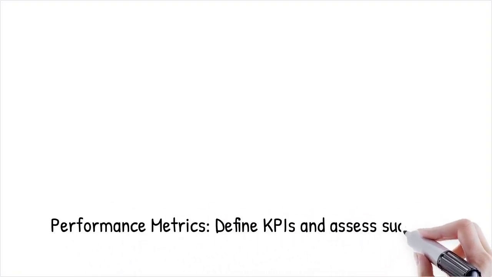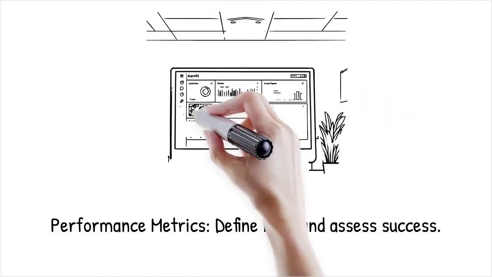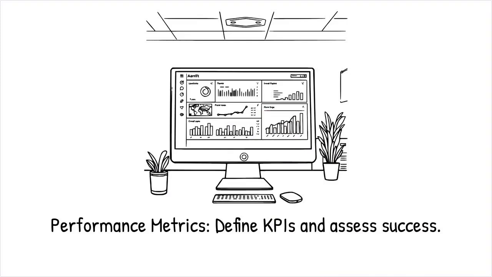Finally, performance metrics. These are the benchmarks to measure employee and company success. Describe how performance is assessed and reported. Explain key performance indicators or KPIs relevant to your industry. This transparency fosters accountability and encourages continuous improvement.